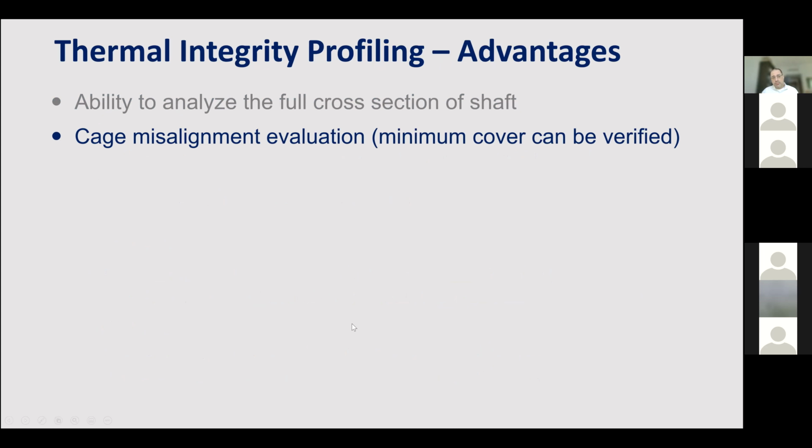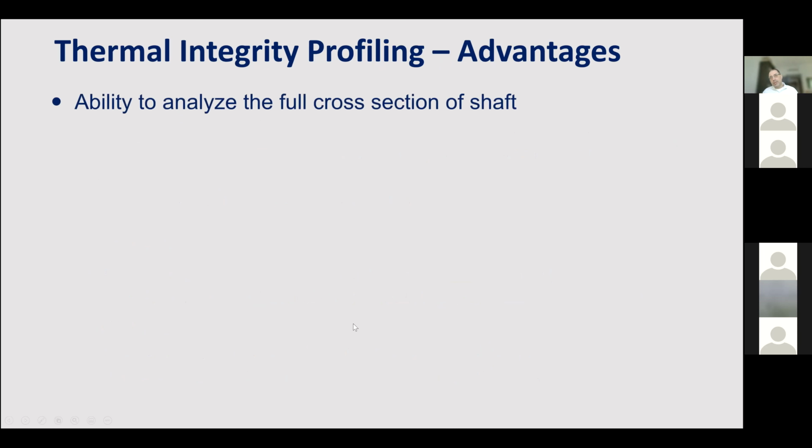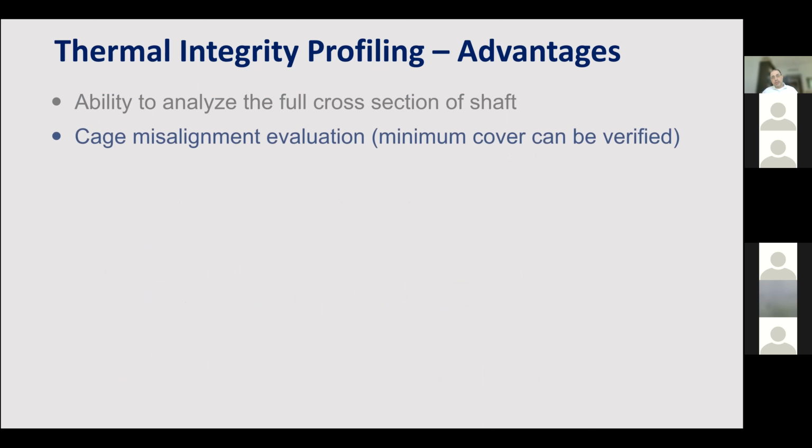So the advantages of this method, just a quick recap, it's the ability to analyze the full cross-section of the shaft, not just inside the reinforcement cage. It is the only method that allows you to analyze cage misalignment, and you can definitely know whether your minimum cover is satisfied or not.